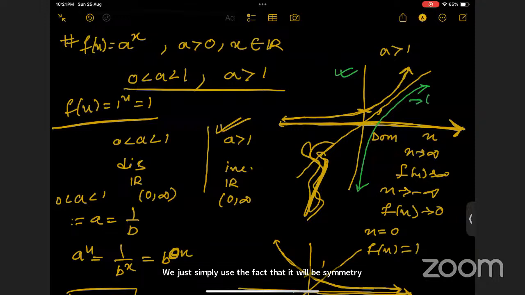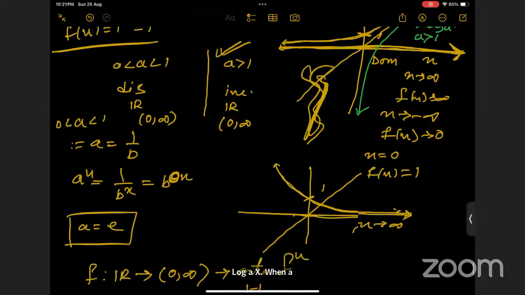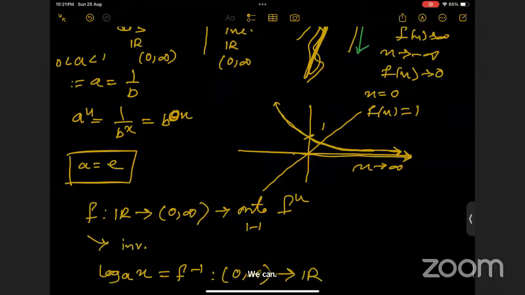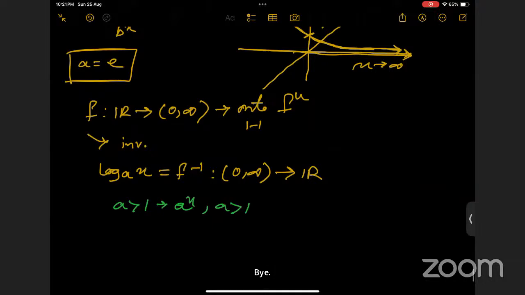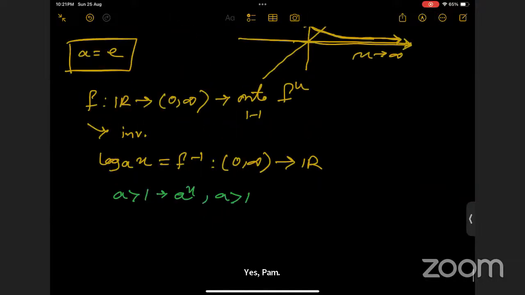This is log ax when a is greater than 1. Fine. Similarly, for this case, we can draw this graph using this. Okay. Fine. Yes, ma'am. Okay. So that was your logarithmic function.